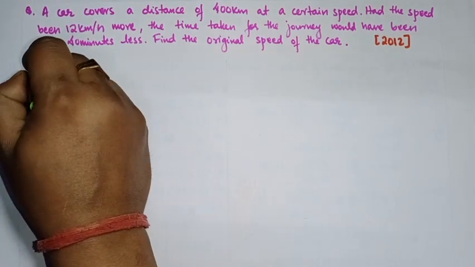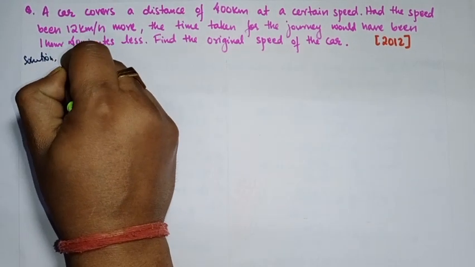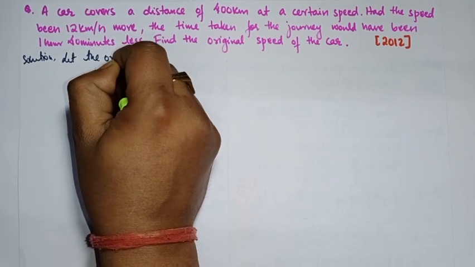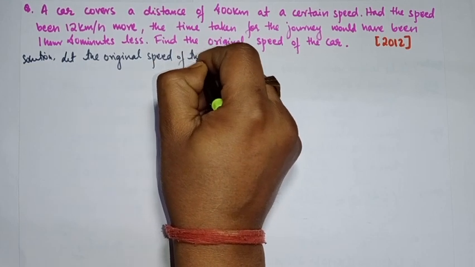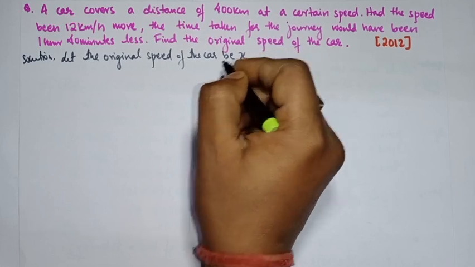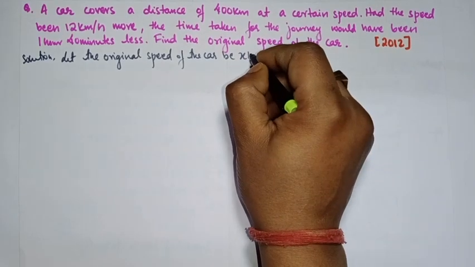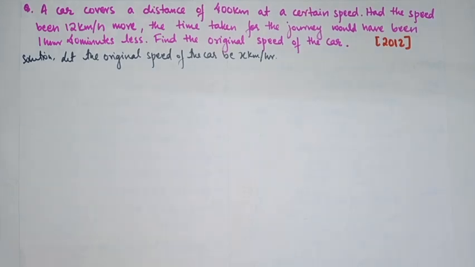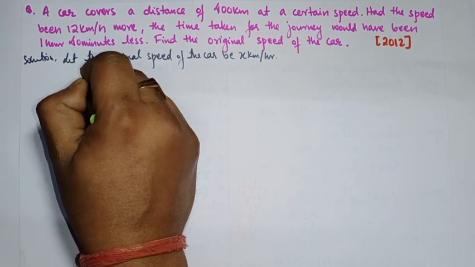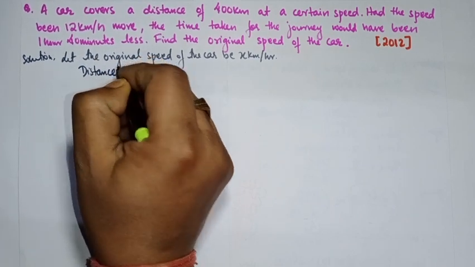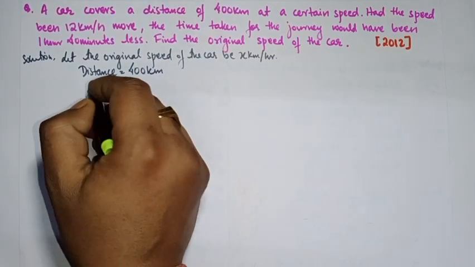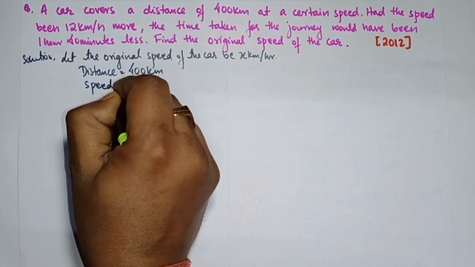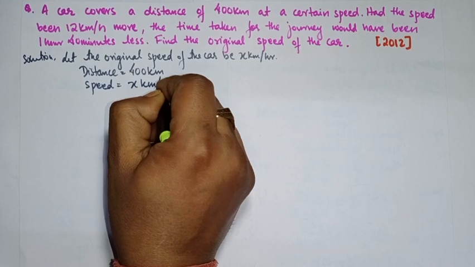So what we'll do? Solution. Let the original speed of the car be x. So I have taken it as x kilometer per hour. What they have given us is the distance, 400 kilometers, and the speed is x kilometer per hour.